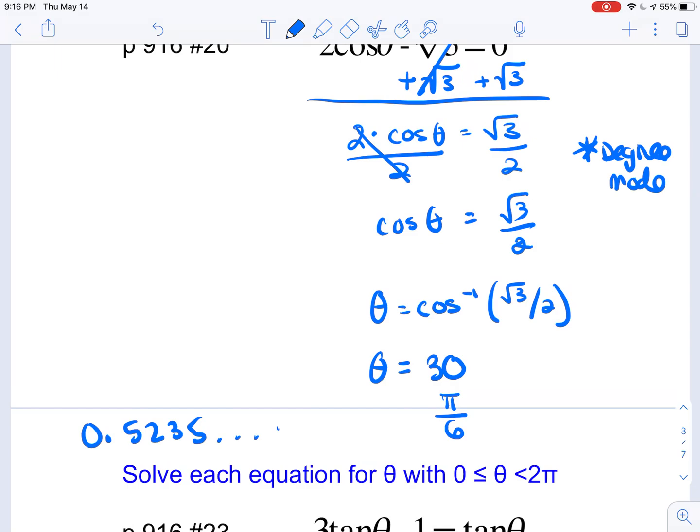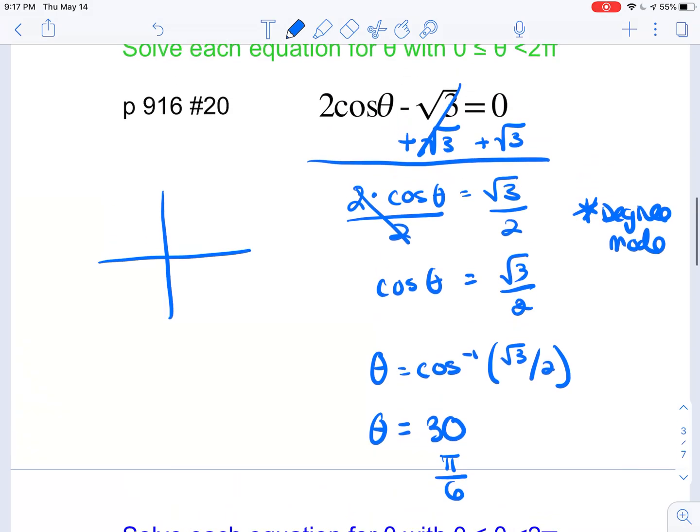Because if I switch my calculator back to radian mode and type in the same exact thing, I get 0.5235... Okay, which is not the exact value. Okay, so we will continue working with this in degree mode, and if it works out to a nice value, we'll convert it to radians. Okay, so that's part of the question.